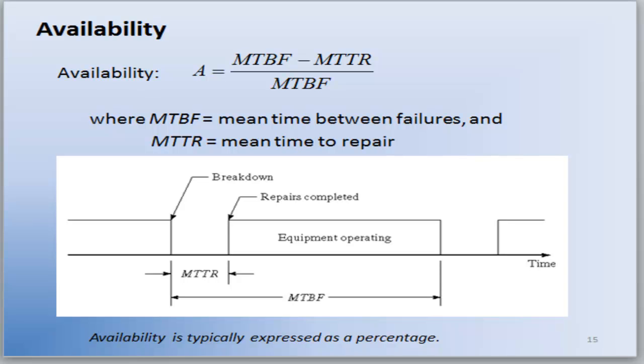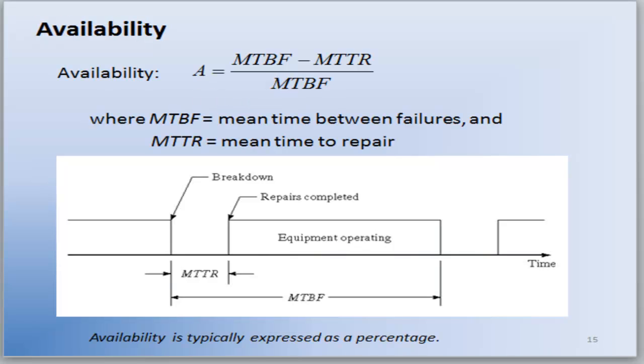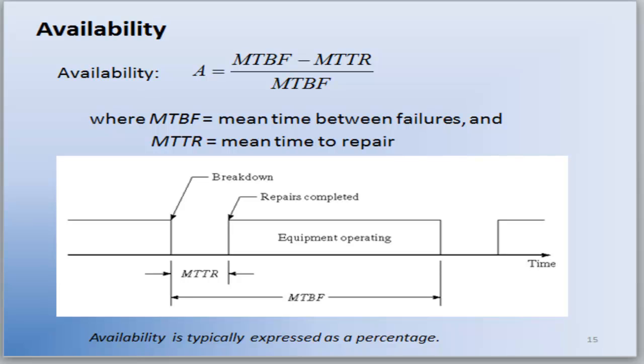Because of utilization and availability, the PC may not be as given by this equation, because in this equation we assumed the operators and machines are producing 100%. Now, because of utilization and availability, we cannot get 100% machining time. At that time, the plant capacity will change. The actual plant output may be less than this plant capacity because of utilization and availability.